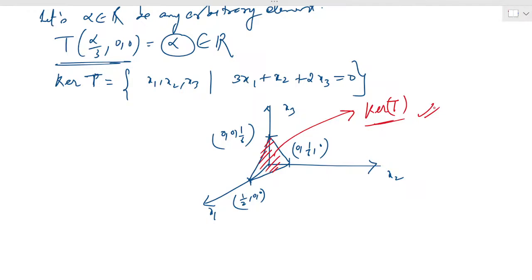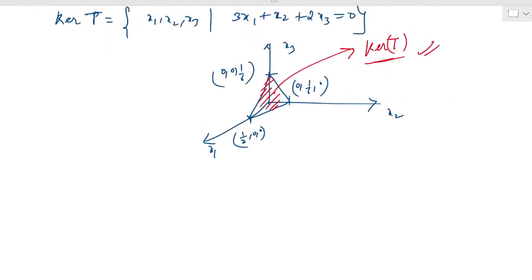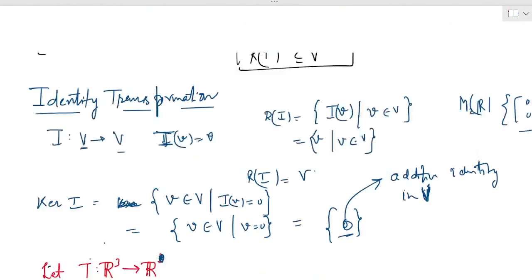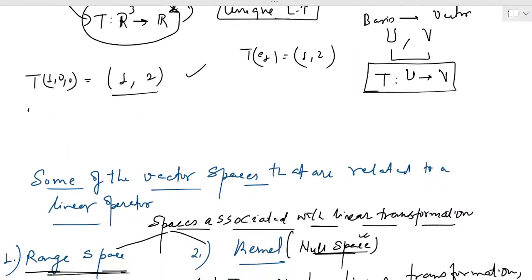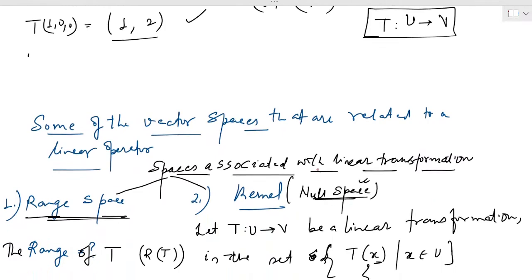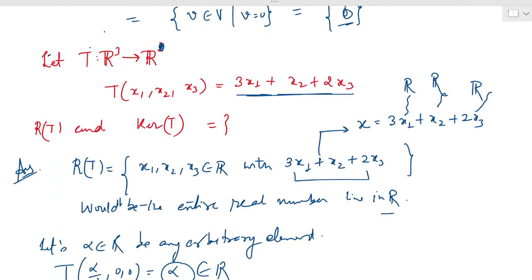Also understand, now let us again go back to things. I initially told you that these are the vector spaces which are related to linear transformation. So indeed, what is range space? Eventually, you understand what range space would be. So let's say if I'm defining.